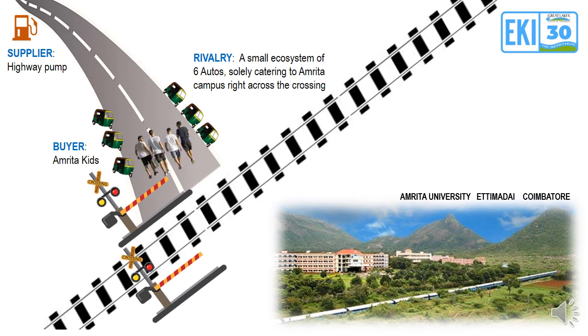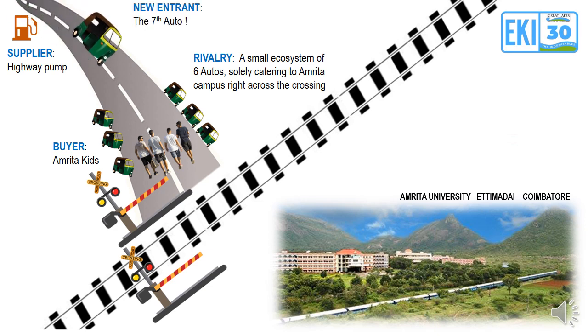The next is the buyer, who is the Amrita kid. The kids who are located in this particular campus are the only ones who are going to patronize these particular auto rickshaws. And they would know their own techniques of trying to pile on, have 4 people in one rig, 6 people in one rig, negotiate, etc. So they would use what we call the classic bargaining power of the buyer.